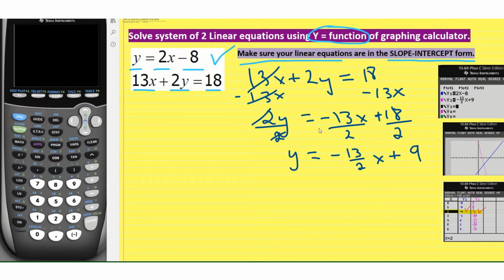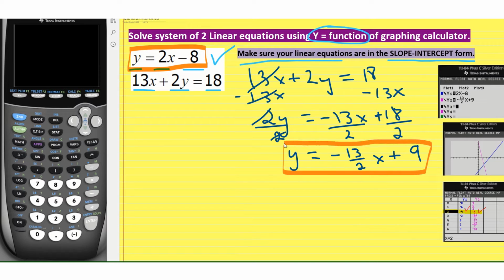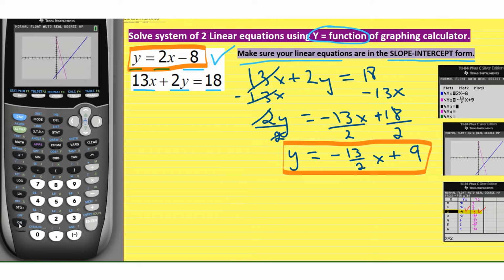Okay, so here we go. Now we have two different equations to work with. I can work with this equation and I can work with this equation. So I'm going to go over to my graphing calculator, turn it on, and go to the y equals function. If you notice, I've actually already put these in.